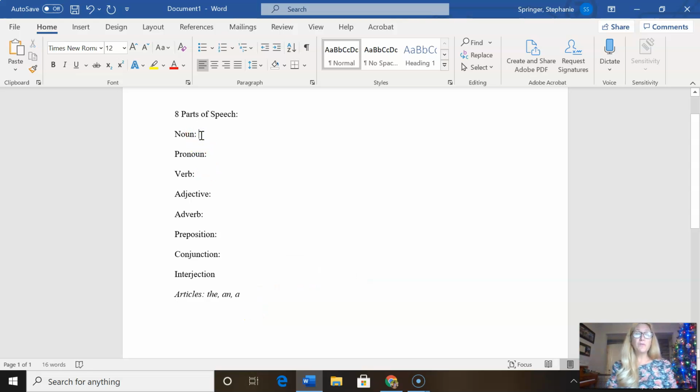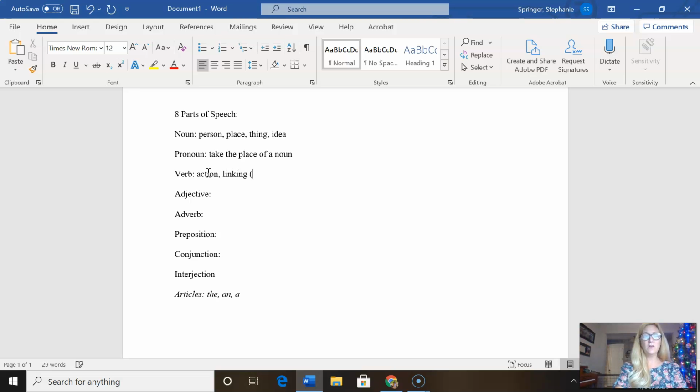So the question is, what is the function? What do these do? So a noun, you should know, is a person, place, thing, or idea. A pronoun will take the place of a noun. A verb is action or linking. It can also be a to be verb, which is, was, were, are. Those are to be verbs.